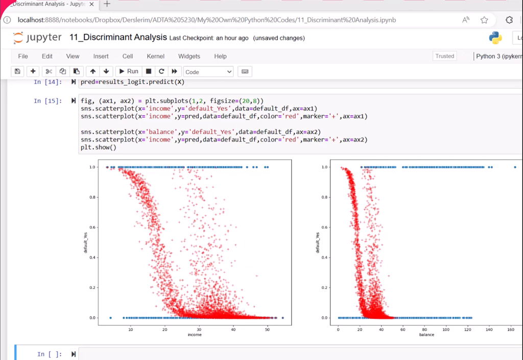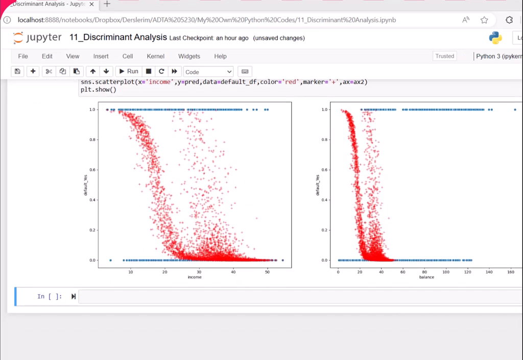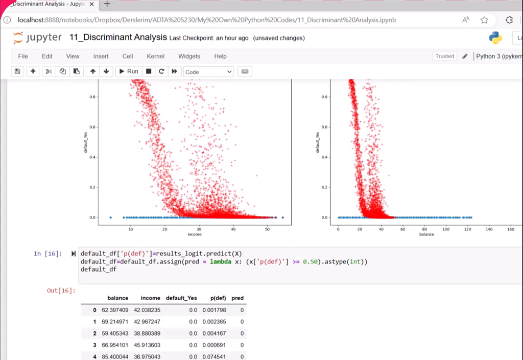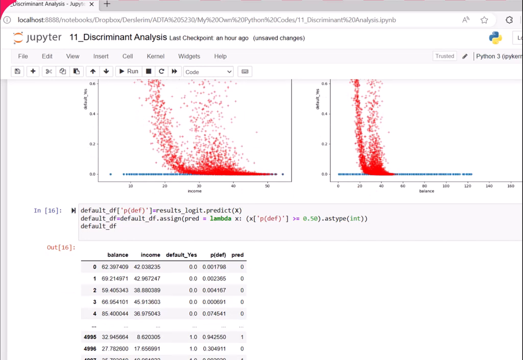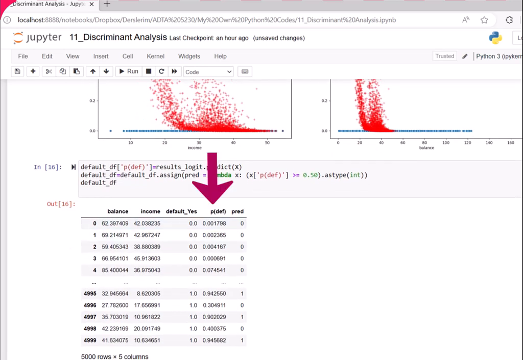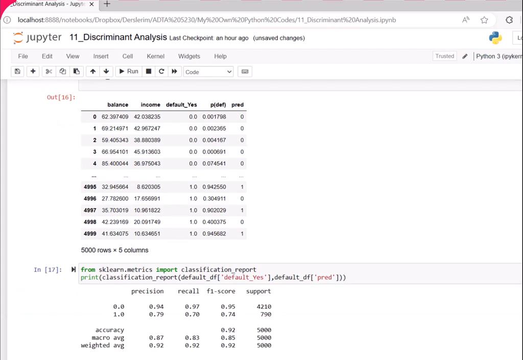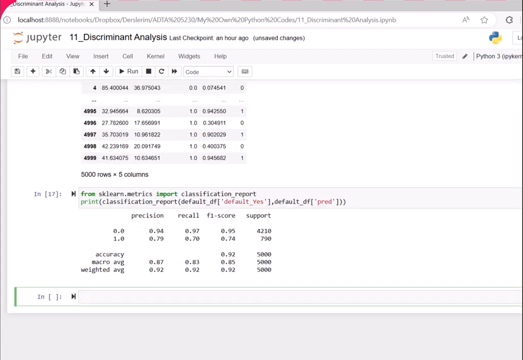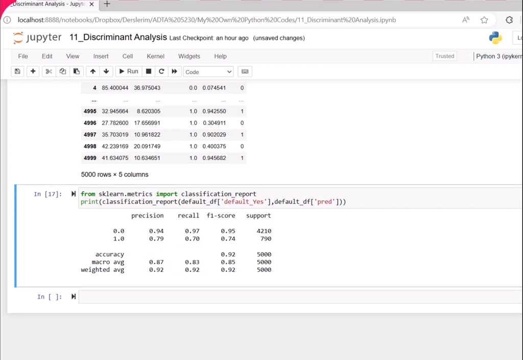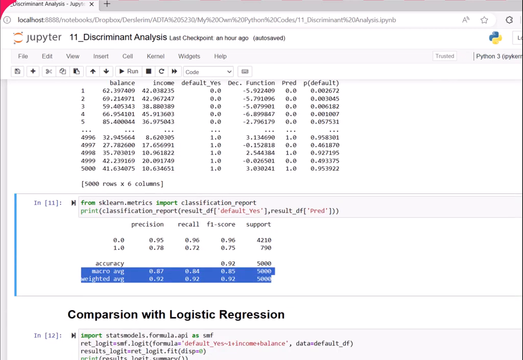Now let's take a look at our prediction. So this is going to be the prediction for my logistic regression data set. Balance, income, default, yes. These are my probabilities of default and these are the predicted values. So the last column is going to be the column that I'm going to compare with discriminant analysis, and let's do the same thing here, and then this is going to show me the classification of logistic regression. Okay, as you can see, the values are quite similar. So this is 92% and 87%. Logistic regression also produced the same performance as discriminant analysis.